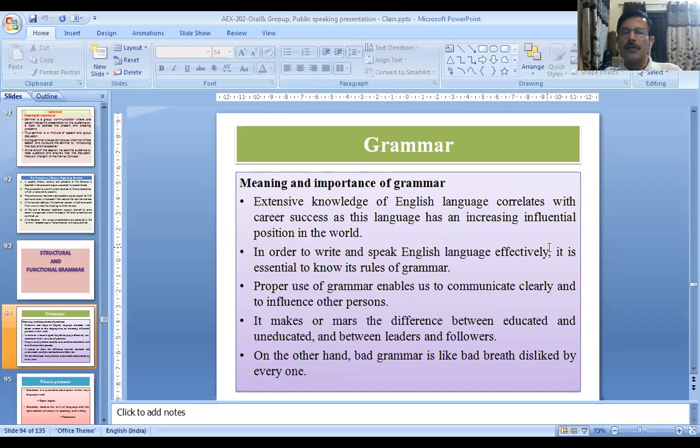Already in the first year, the first semester, you have undergone a spoken English course, so you have already learned about functional and structural grammar. I will just make you remember certain important things about grammar now. You can go through again what you learned, remember it, and apply it in communication whenever you communicate with farmers, your friends, or in any other situation.